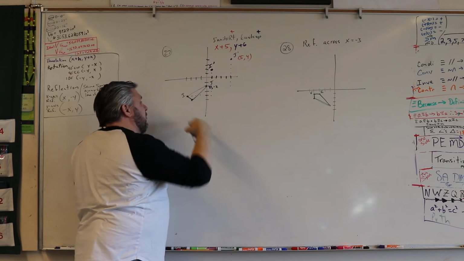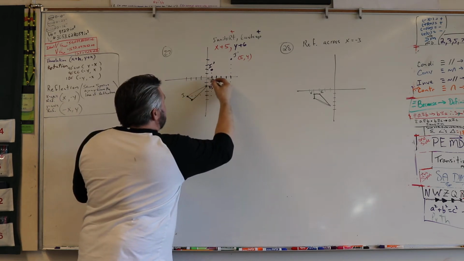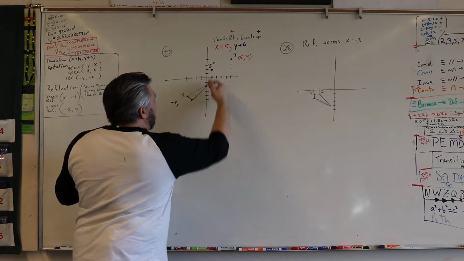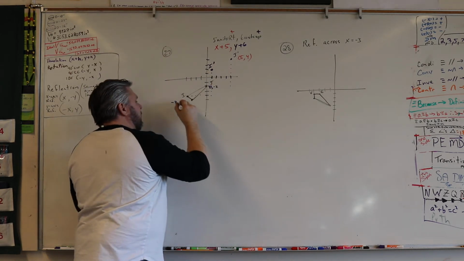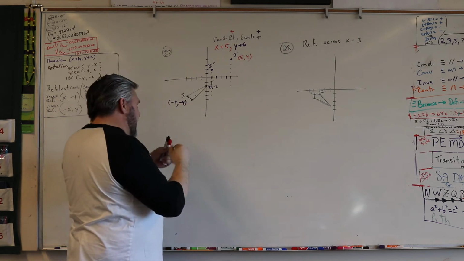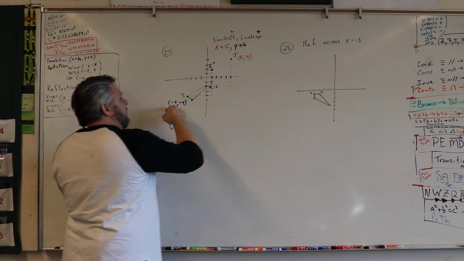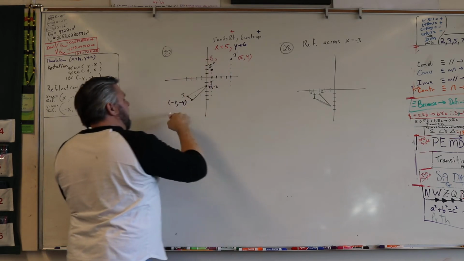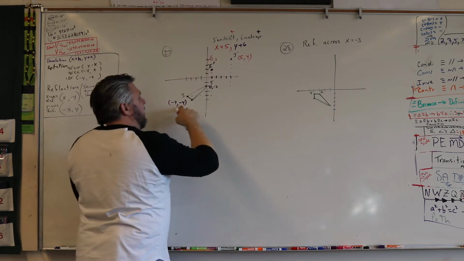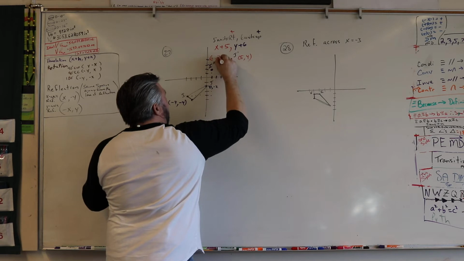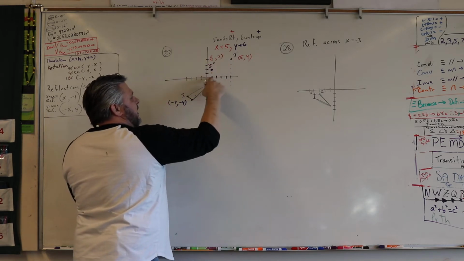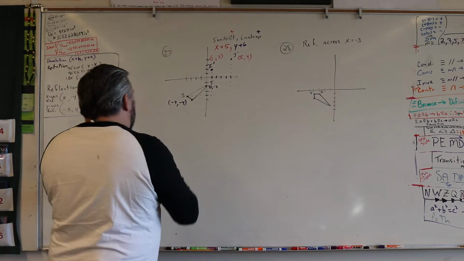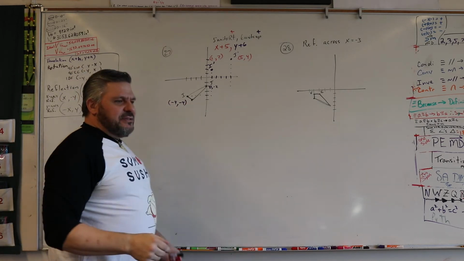Now, how do I know? Well, this one is -4 and -4. So if I add 5 to that, then I'm going to get 1. And if I add 6 to this, I'm going to get 2. So this should be at 1 and 2, and it is. So that's solid.